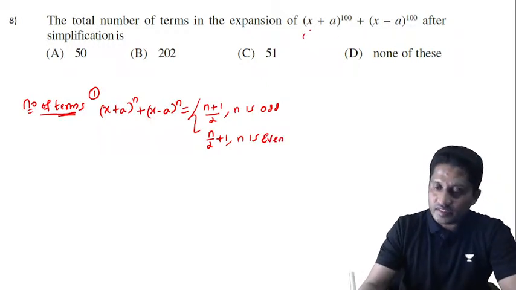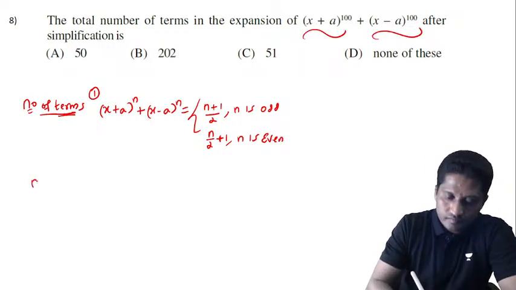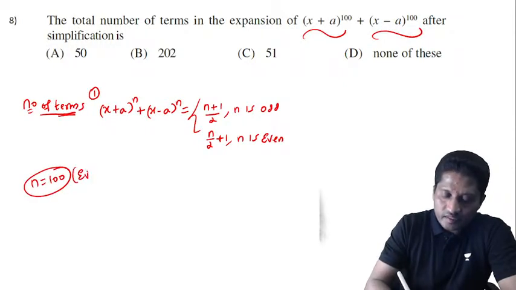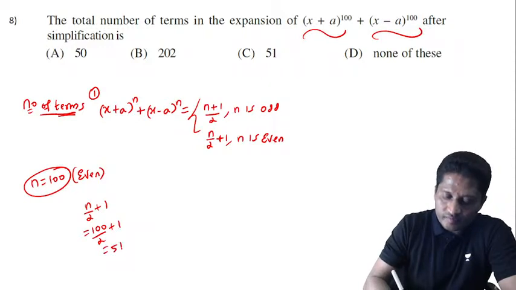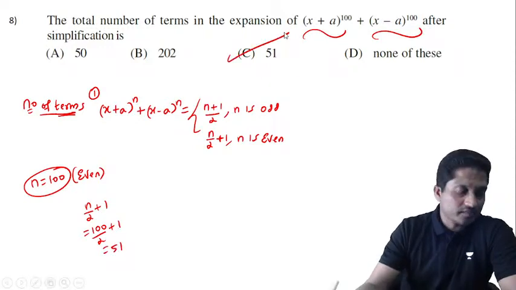Now if I compare this, n is equal to 100. So obviously it is even. Number of terms will be equal to n by 2 plus 1. So 100 by 2 plus 1, which is equal to 51. Answer is option C.